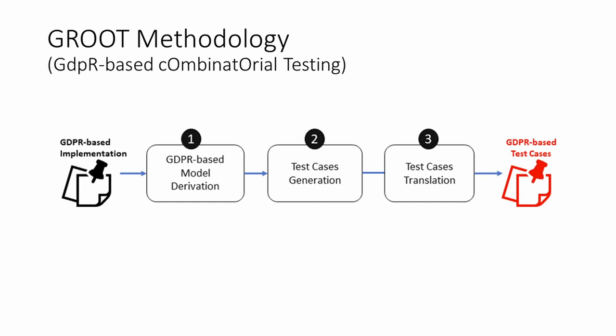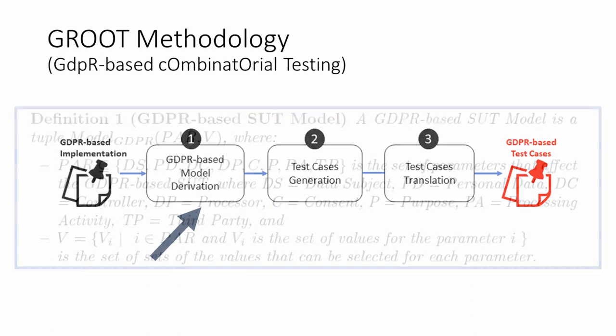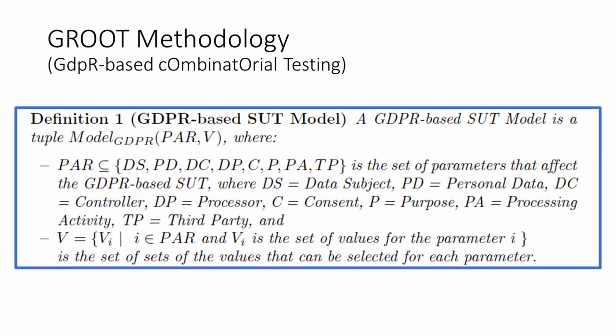GROOT strategy is composed of three main steps: GDPR-based model derivation, test cases generation, and test cases translation. As shown in the figure, GROOT takes as an input a GDPR-based implementation, that is a representation of the GDPR in terms of a specification language. The GDPR-based implementation is parsed in order to identify the set of parameters and associated values. In particular, we rely on the definition presented in this slide for the specification of the GDPR-based SUT model.